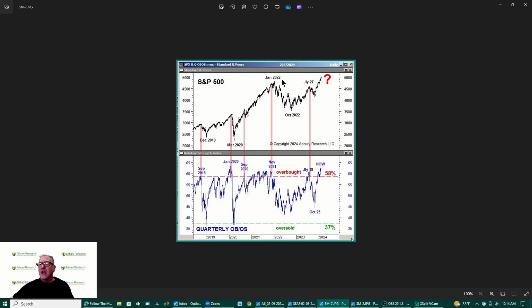We had one in November of 2021, which led into the January 22 important market top and the major bear market that took place in 22. September 2020 was another one. January of 2020 was an even more important one. And finally, going back to September of 2018.